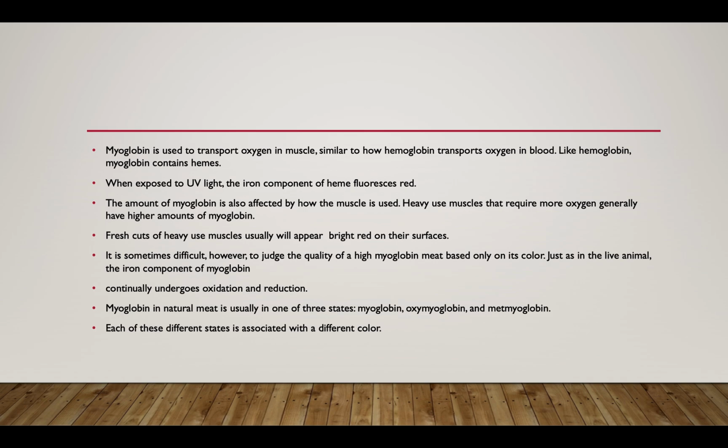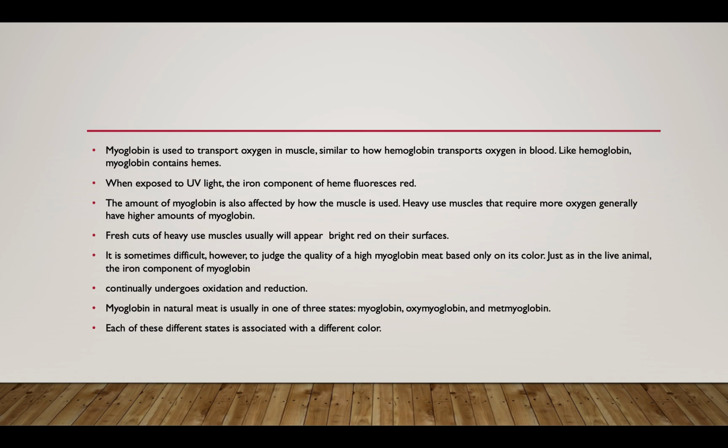The amount of myoglobin is also affected by how the muscle is used. Heavy use muscles that required more oxygen generally have higher amount of myoglobin. Fresh cuts of heavy use muscles usually appear brighter red on their surface. It is sometimes difficult, however, to judge the quality of a high myoglobin meat based on its color.